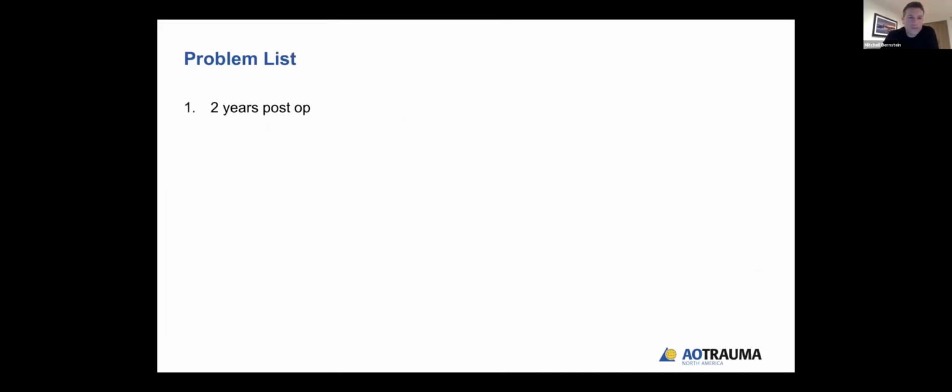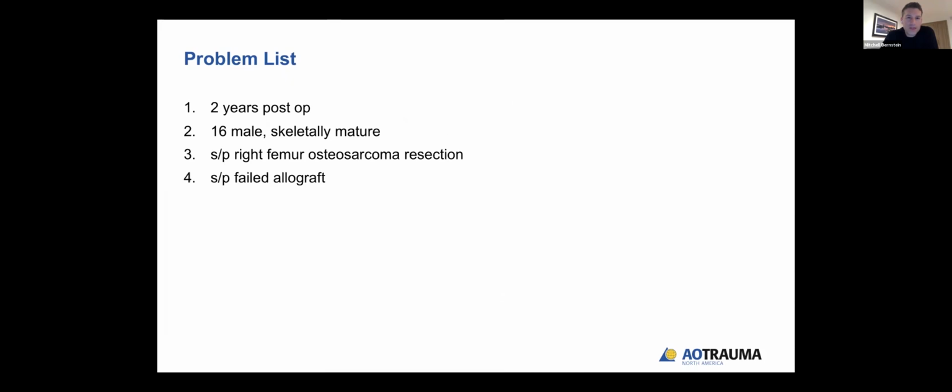Problem list. He's 2 years post-op. He's 16. He's now skeletally mature, so it's a bit of an opposite of a problem. He has osteosarcoma resection. He's failed an allograft. Then he's failed the distal aspect, then failed with a masquelet type, although it didn't have a cement spacer, but massive bone grafting, has a distal non-union.